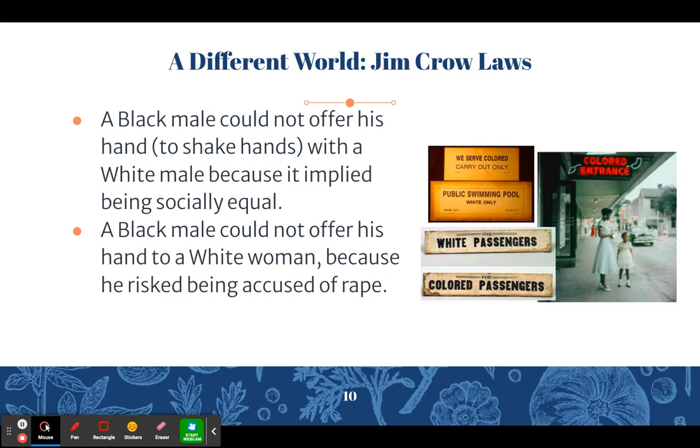Also, societally, a Black man could not offer to shake hands with a white male. It would imply that they were socially equal. And a Black male certainly could not offer his hand to a white woman. He could be accused of rape, or of assaulting her. So it's not just this separation. They are completely separated socially, physically, and in everything, which is just so different than what our world is like now.